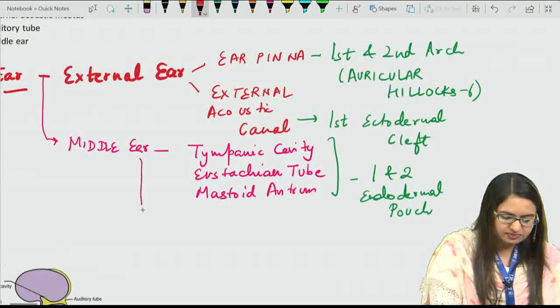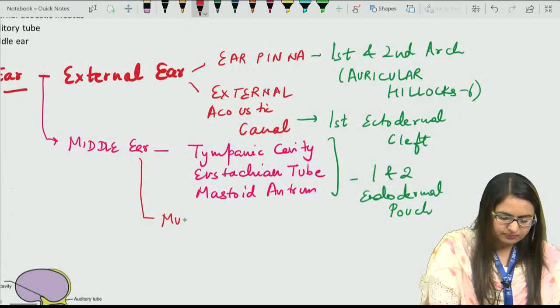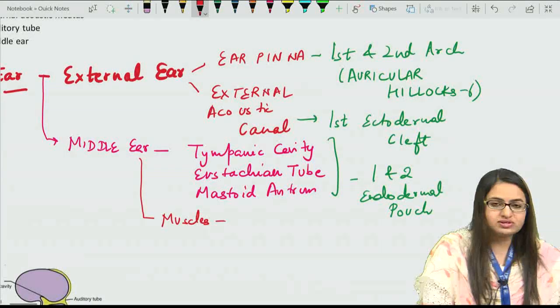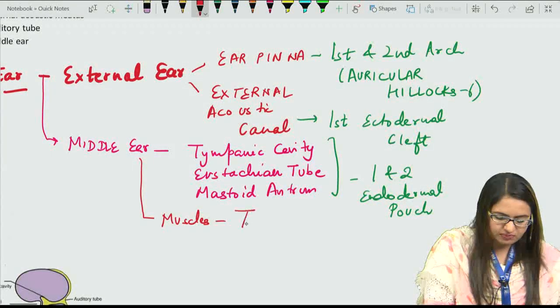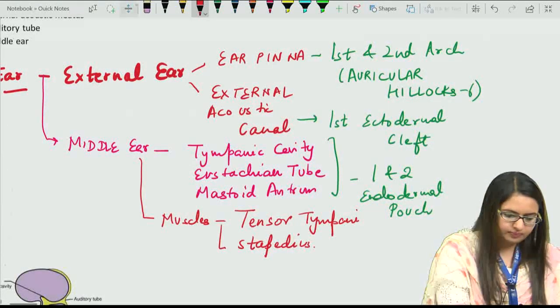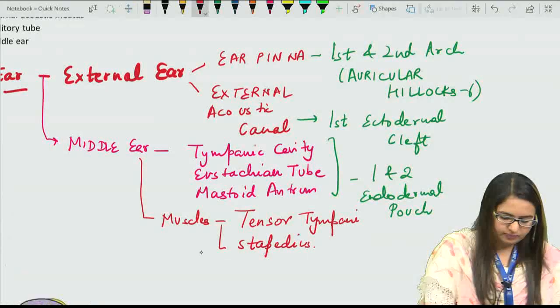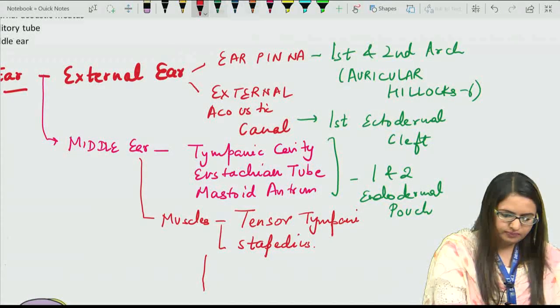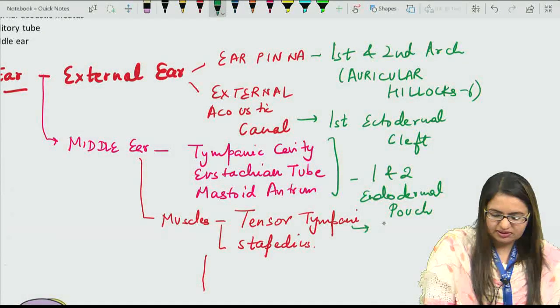Then if we talk about the various muscles in this, we have two muscles. The two muscles are the tensor tympani and the stapedius muscle. The tensor tympani muscle is derived from the first arch and the stapedius muscle is derived from the second arch.